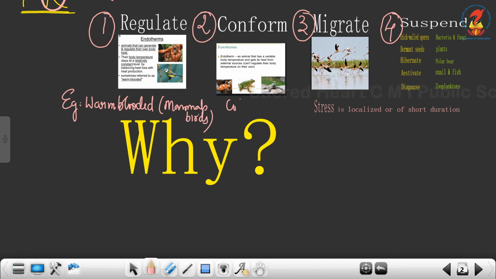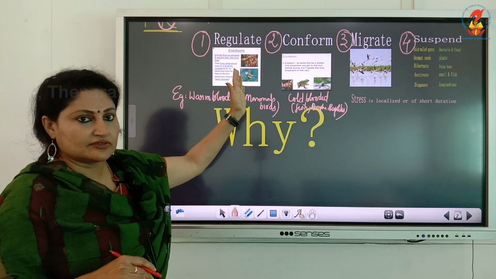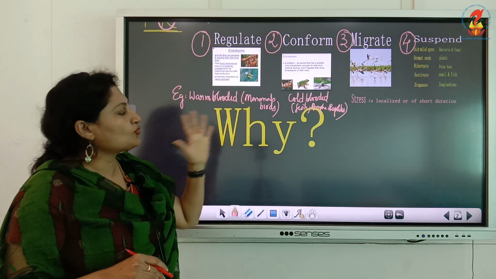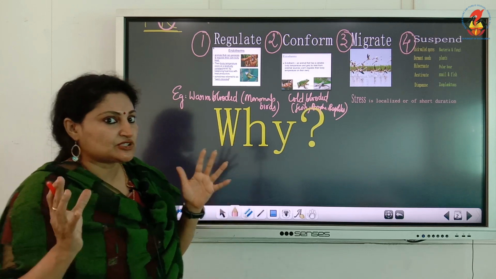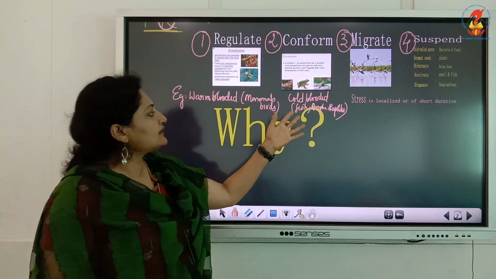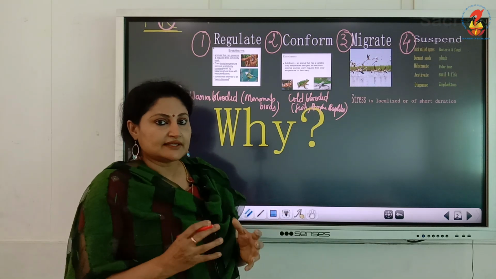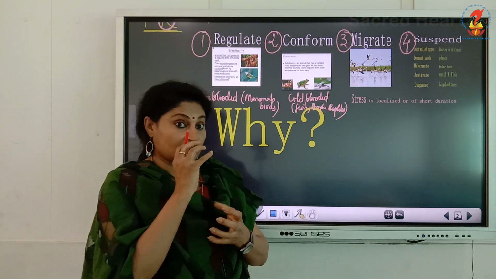Whereas conformers are the cold-blooded animals. So it includes the other 3 classes: fish, amphibians and reptiles. So we have the 2 categories, and I have assigned the examples. And in simple words, which are the regulators? Warm-blooded animals, which include the mammals and the birds, and cold-blooded animals come under conformers, which include fish, amphibians and reptiles.